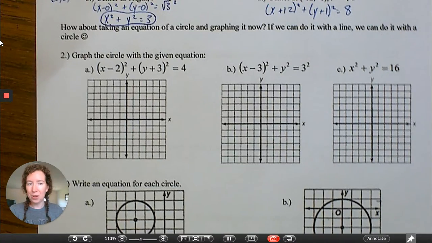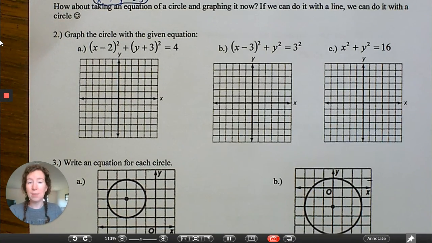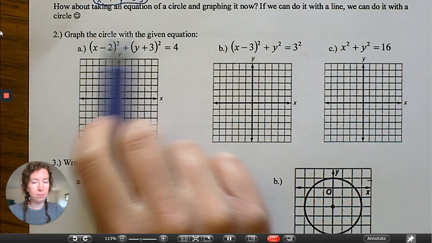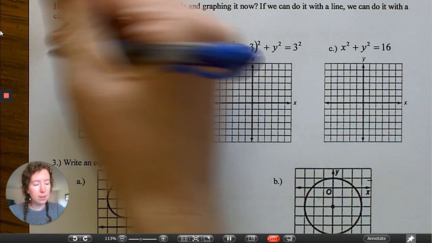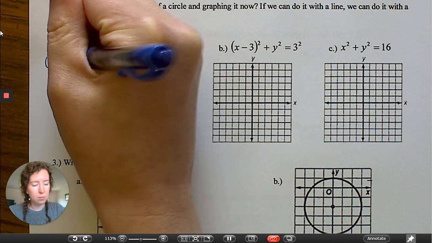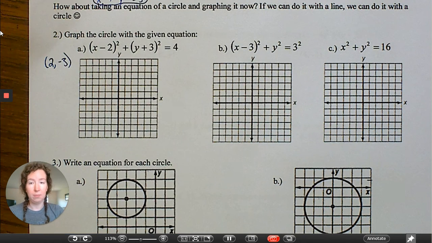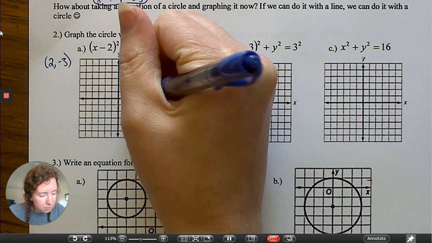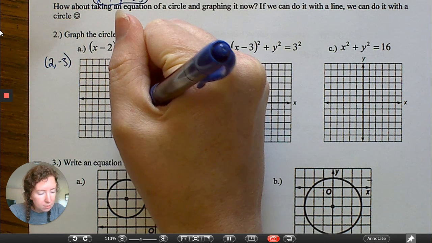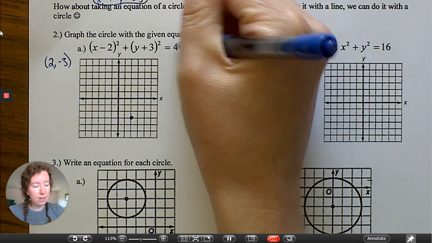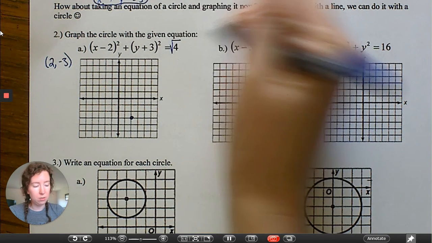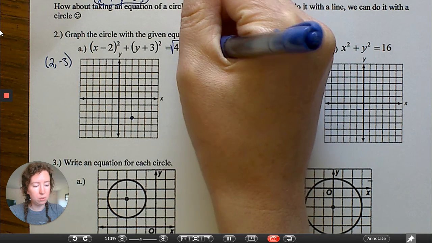All right, if we know the equation, can you graph it? I'm not expecting it to be perfect, but I do expect you to have at least the correct center and the correct radius. So if this is my equation, if it's x minus 2 and then y plus 3, that means my center is going to be at +2, -3. So +2, -3, I'm counting by ones on all of these graphs. It's a 1 on the scale. And then this is the radius squared. So the square root of 4 is 2.